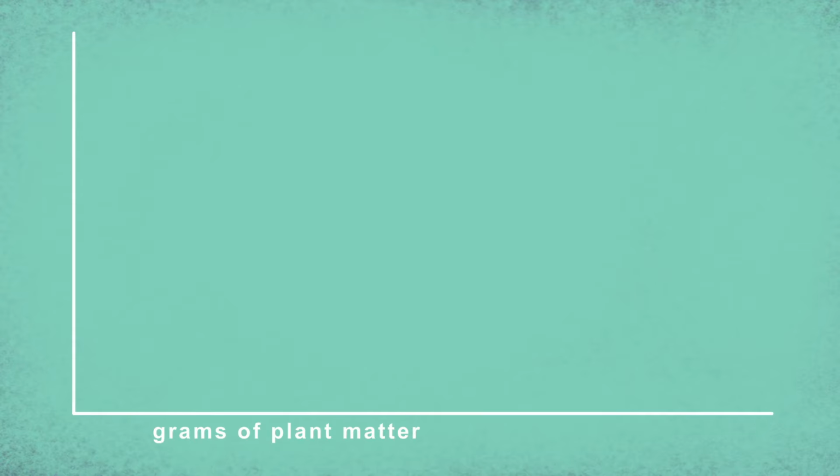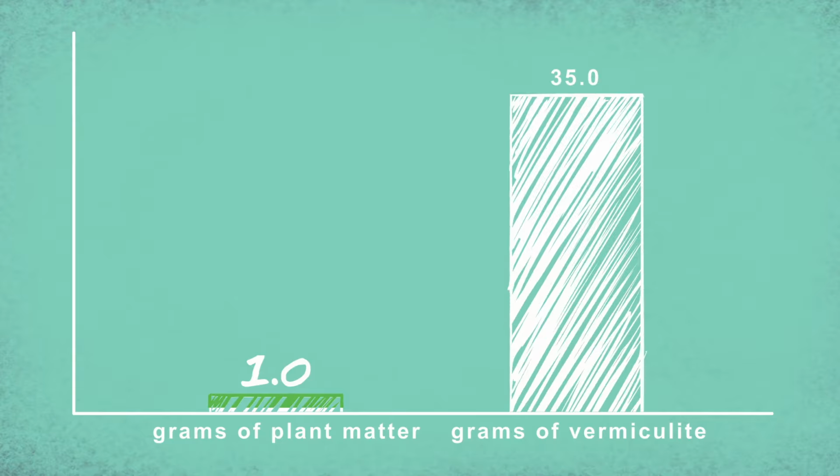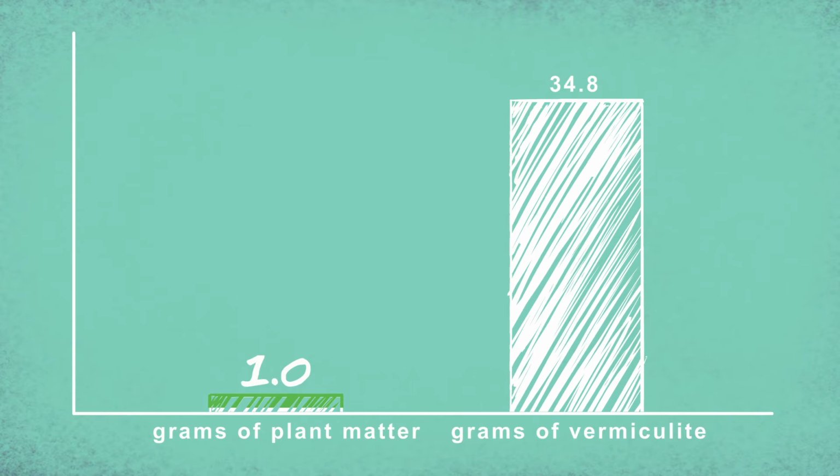Okay, here are our mass changes. We started with 0.1 grams of plant seeds, and now we're up to 1.1 grams. That's a gain of 1 gram. And now for the vermiculite. We started with 35 grams, and we've lost very little mass. The soil is now 34.8 grams. And our data are right in line with the sample data.